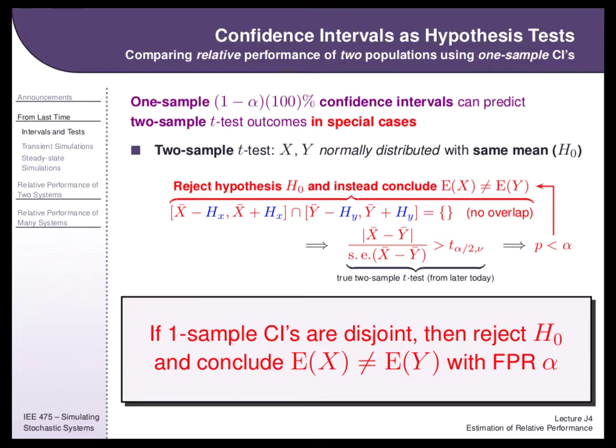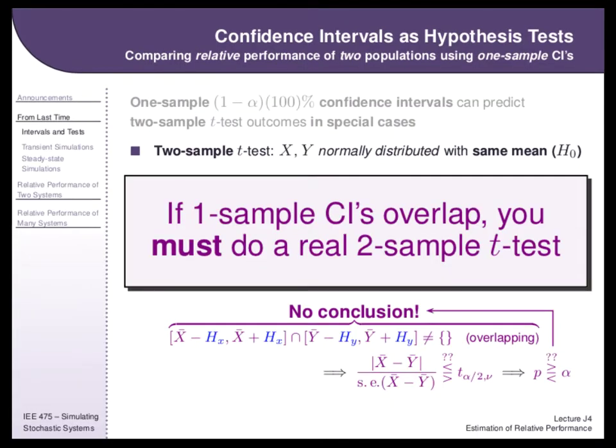And if they do not intersect, so if they're mutually exclusive, if they have gaps between them, if they're totally separate, then in that case, you can conclude that if you were to run a two-sample t-test, these two populations would be statistically significantly different. They would be different populations. It would be unlikely that they were drawn from the same distribution. So you can do that when the confidence intervals do not overlap.